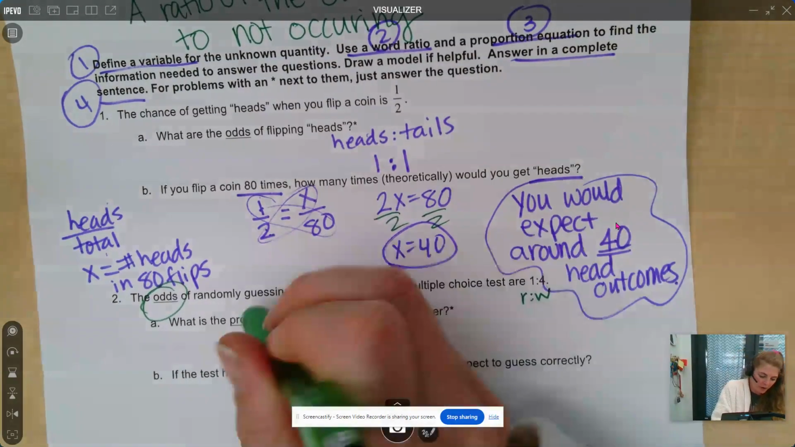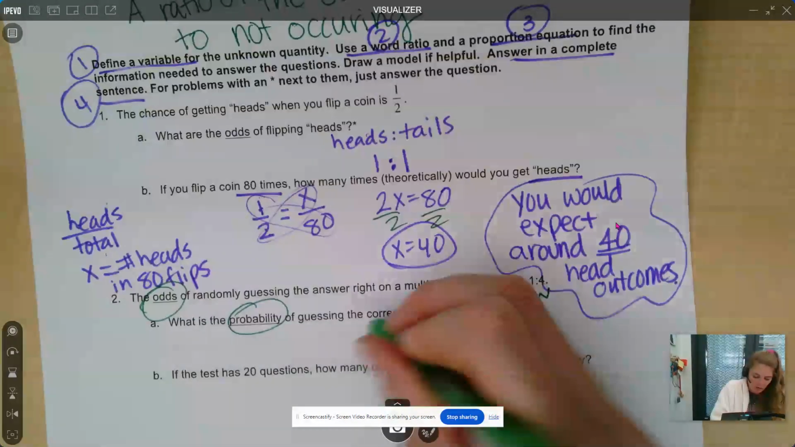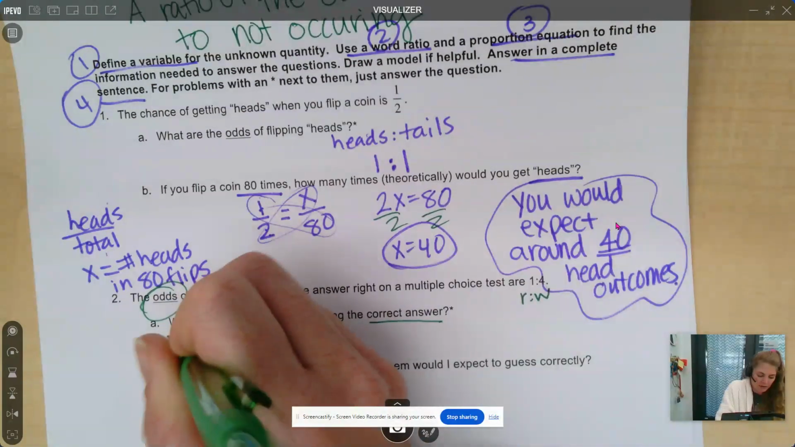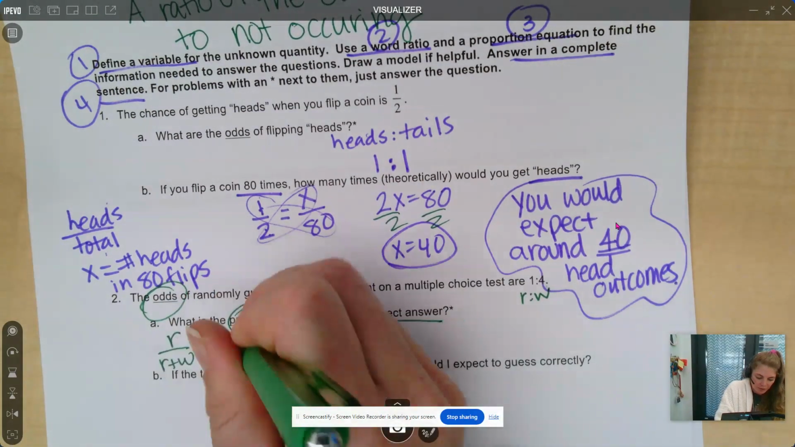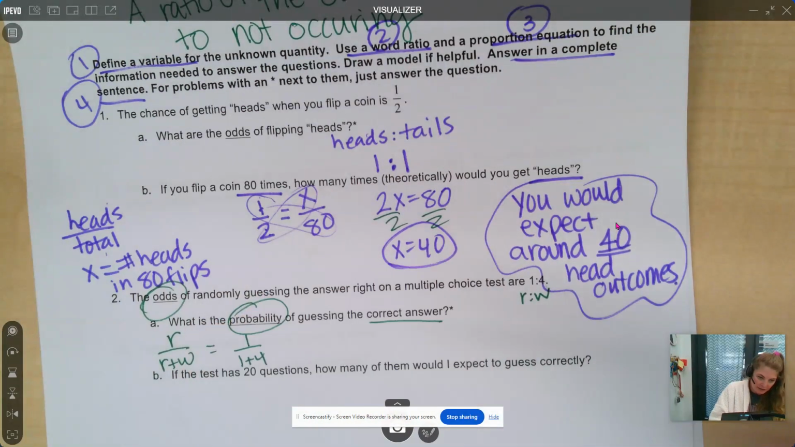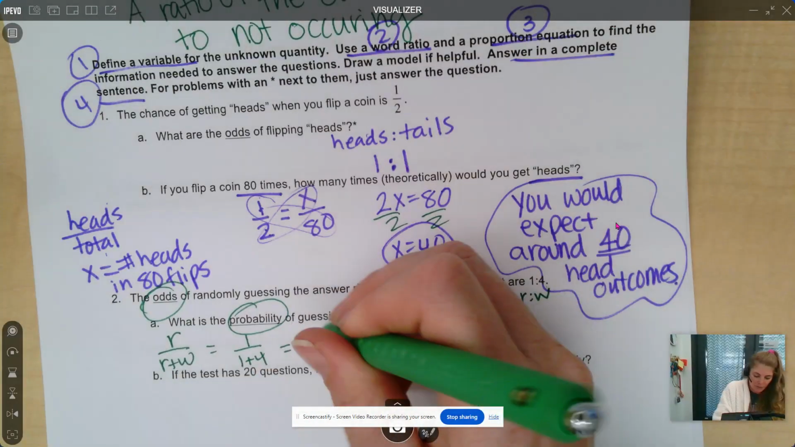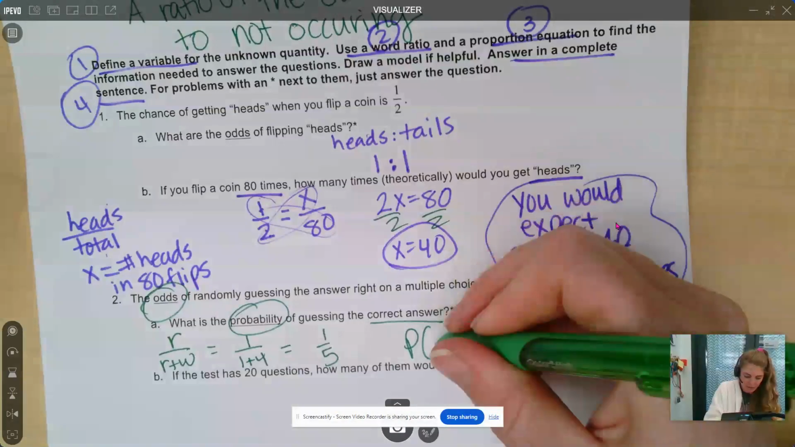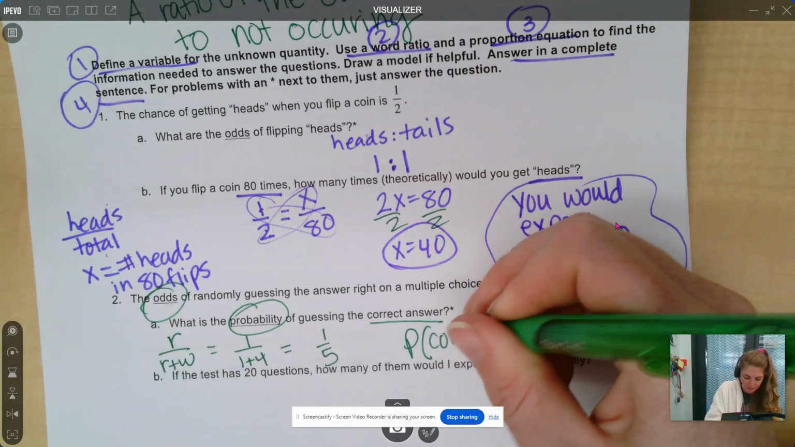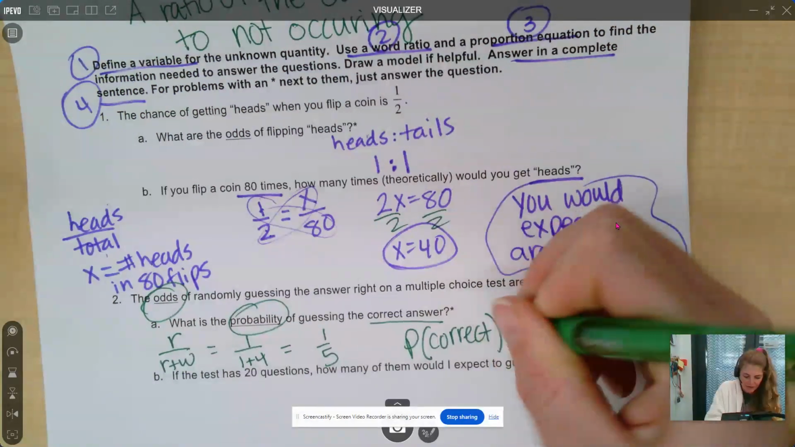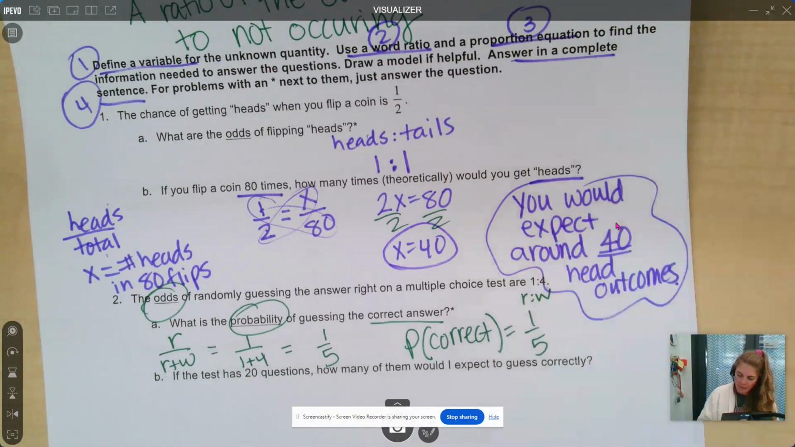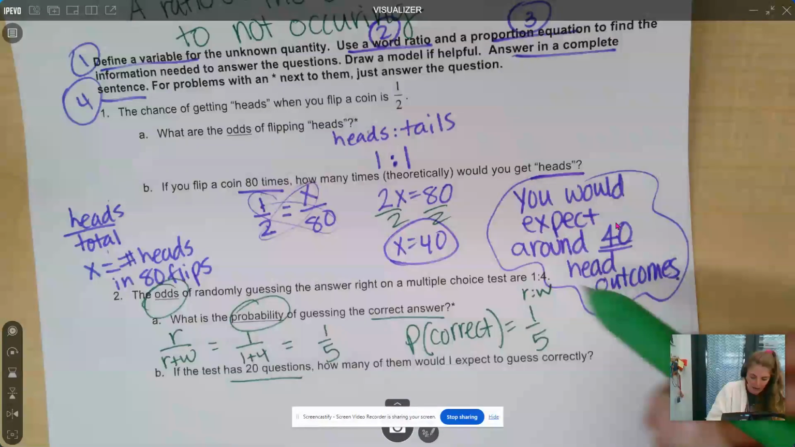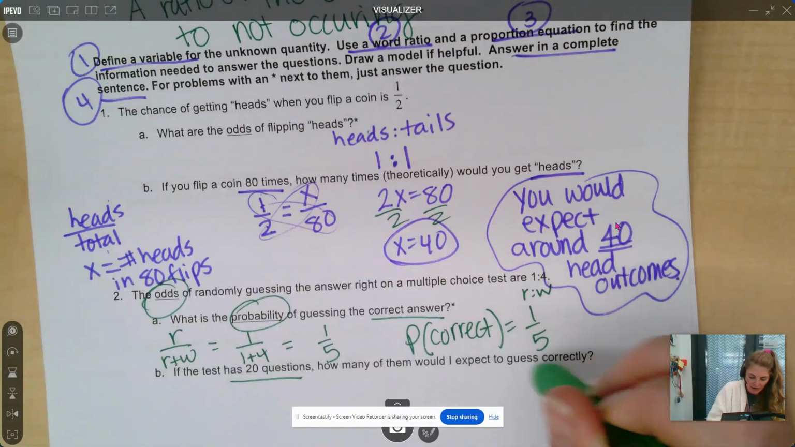So it's the probability of guessing the correct answer. So that would be right over right plus wrong. So that's 1 over 1 plus 4, which is going to get us 1/5. So we're using probability notation, probability correct. We use the same words they're using, is 1/5. So then if a test has 20 questions, how many of them would I expect to guess correctly?